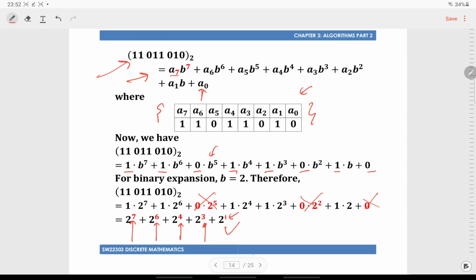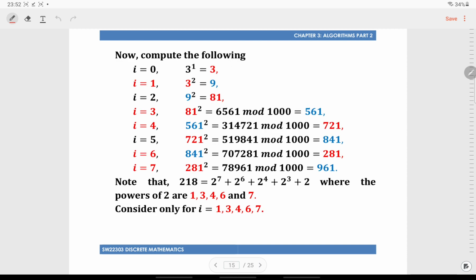So let's see what happens in the next step. In the next step, we arrange the values for i equal to 0 up to i equal to 7. We stop at 7 because our k is equal to 7.